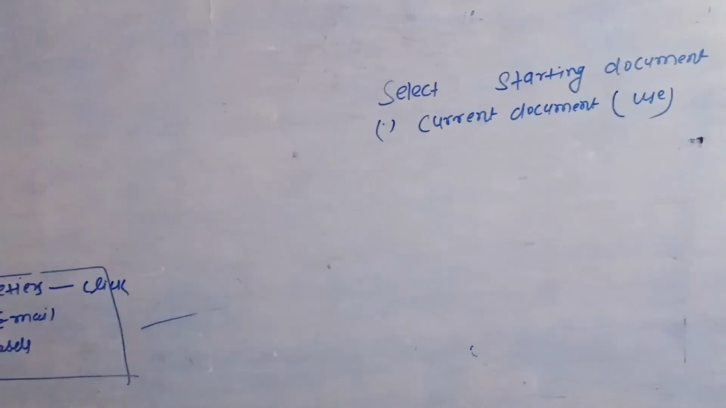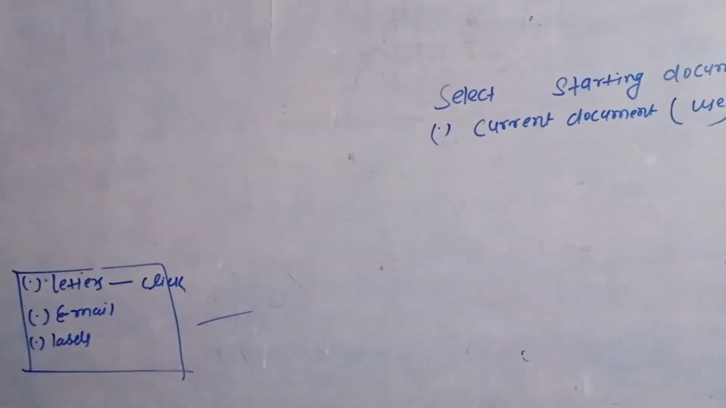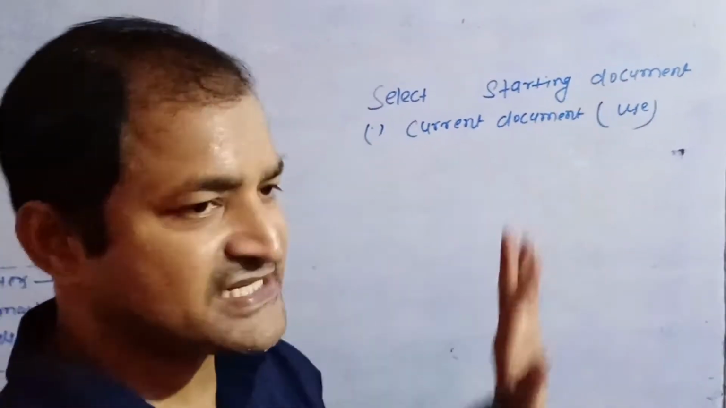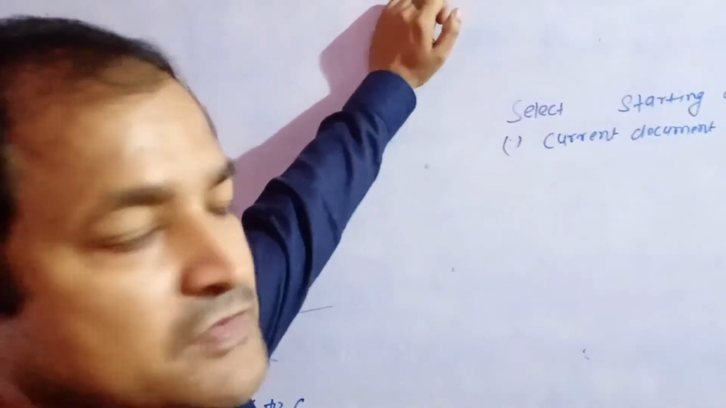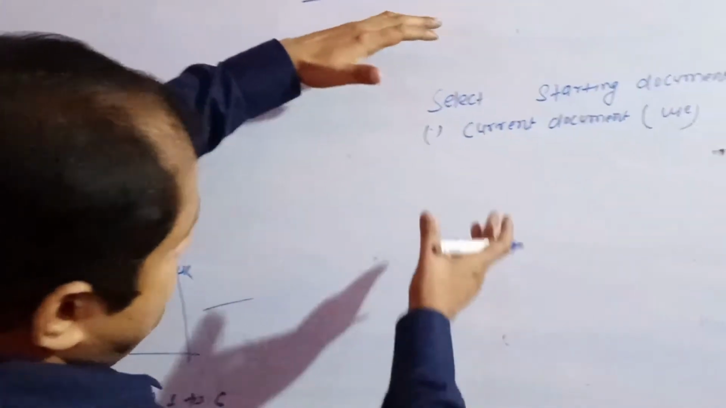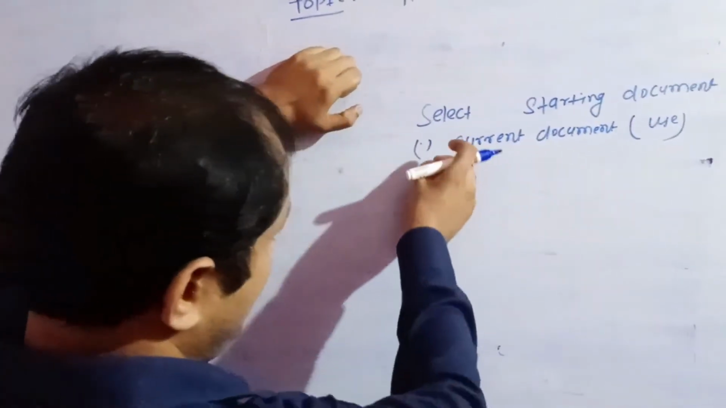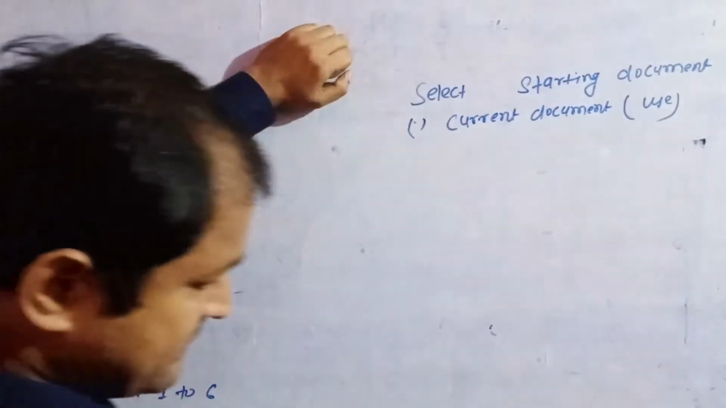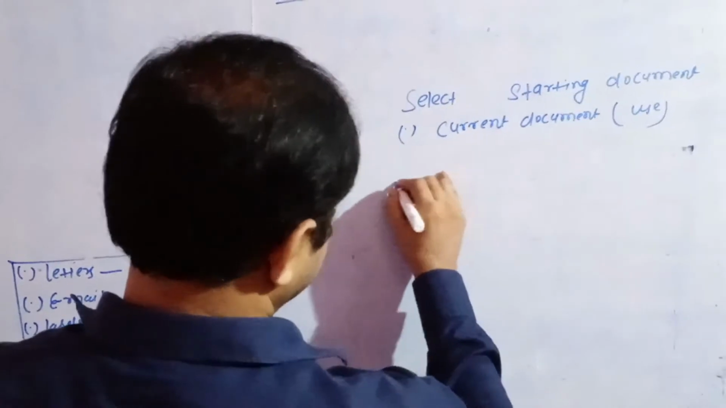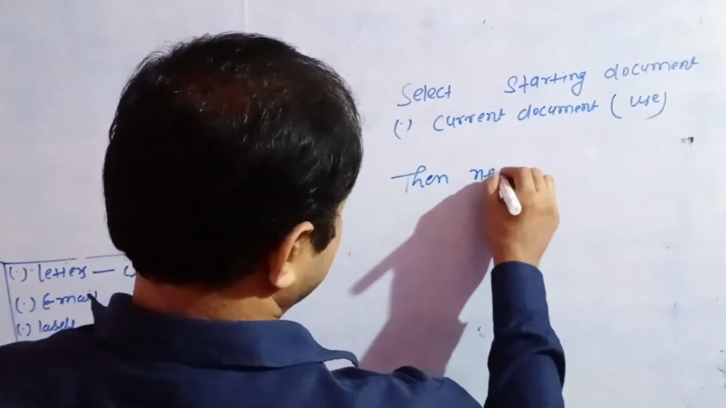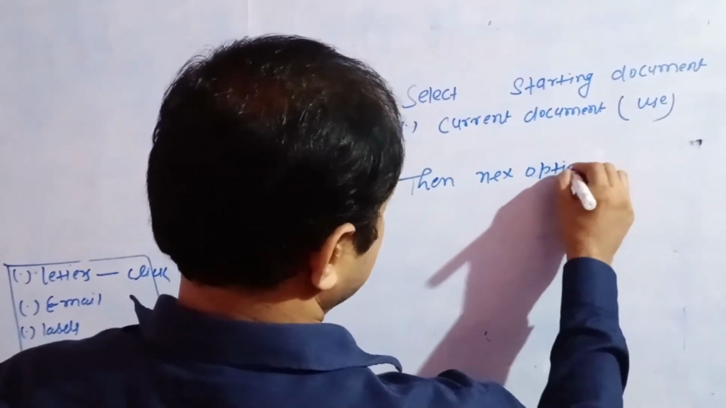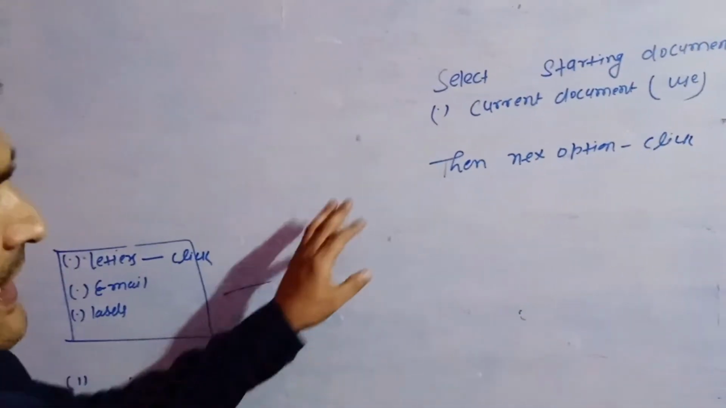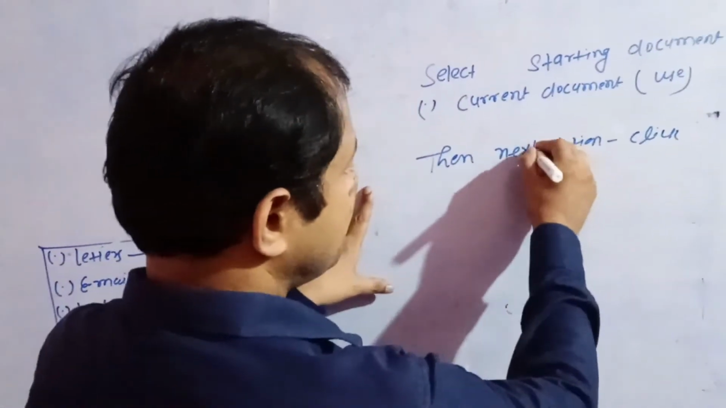I again repeat, you click to the next option. Select a starting document. There are so many such options in this field, but you choose current document. Then click next option.